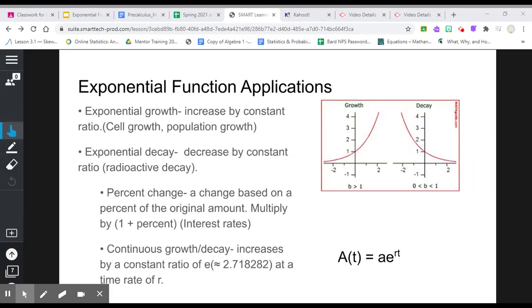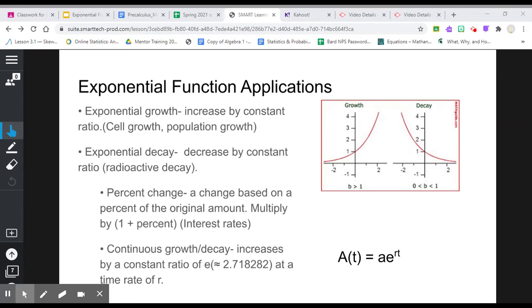So now I'm going to go over exponential function applications. Two very common types of problems that you can experience when dealing with exponential functions will be exponential growth or exponential decay. Exponential growth is an increase by a constant. You can see this with cell growth or population growth. Exponential decay is when you're decreasing by a constant ratio.